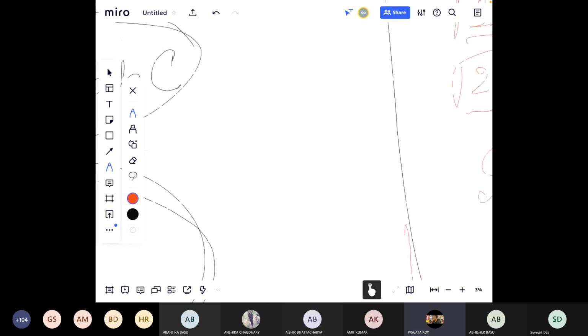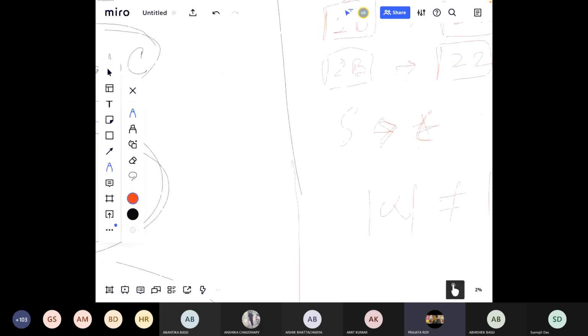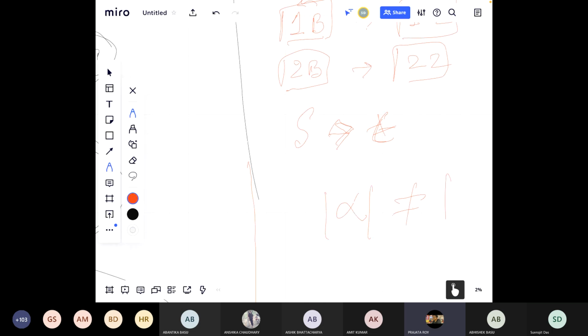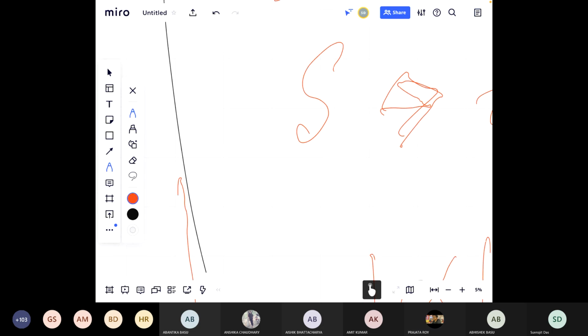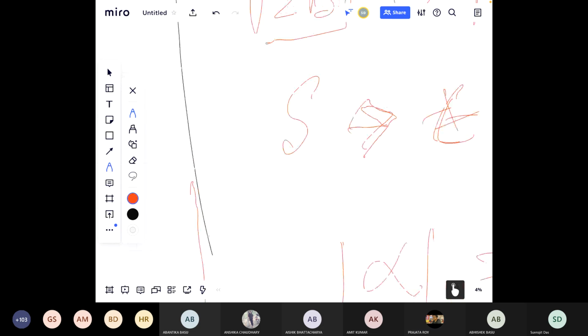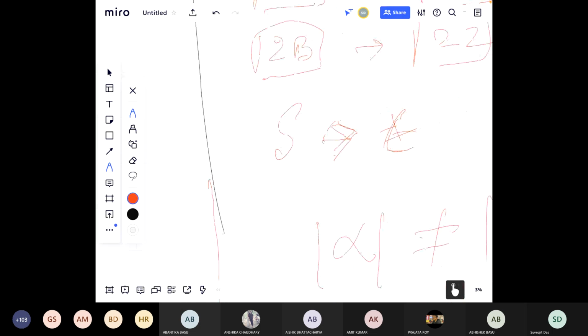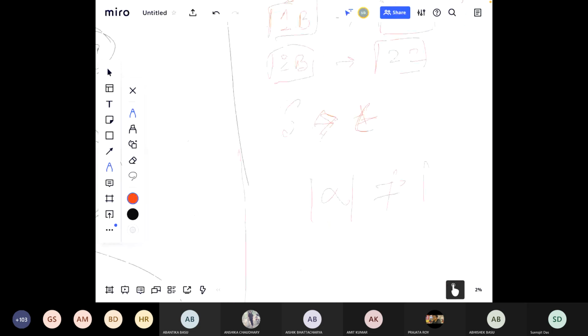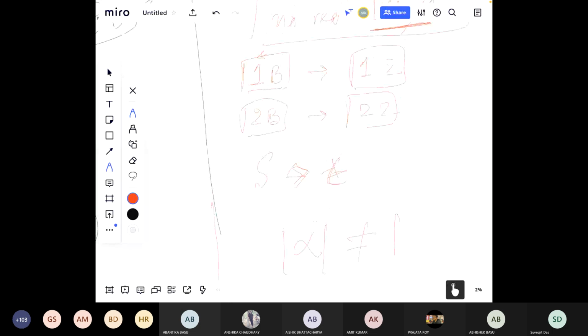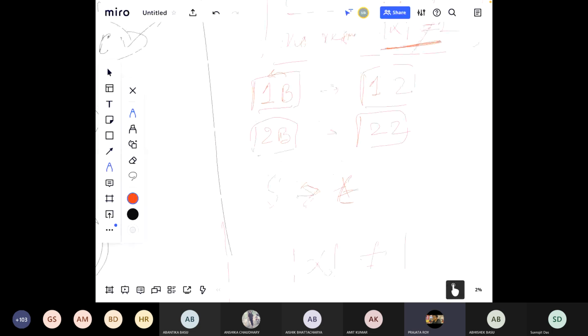Or the red ink is not very visible, sir. Could you zoom in? Is it visible now? Yes, sir. So, going to 100. I wish I had a bigger form factor, a bigger monitor on which I could have written. Okay, now is it visible? Yes, sir.